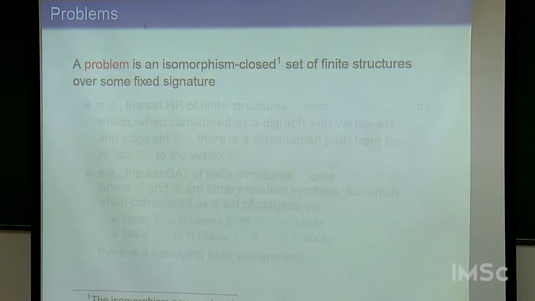Okay, so those are the objects. Now a problem is an isomorphism closed set of finite structures. So you just ignore the successor relation and 0 and max. I mean isomorphism with respect to the normal symbols of the signature.